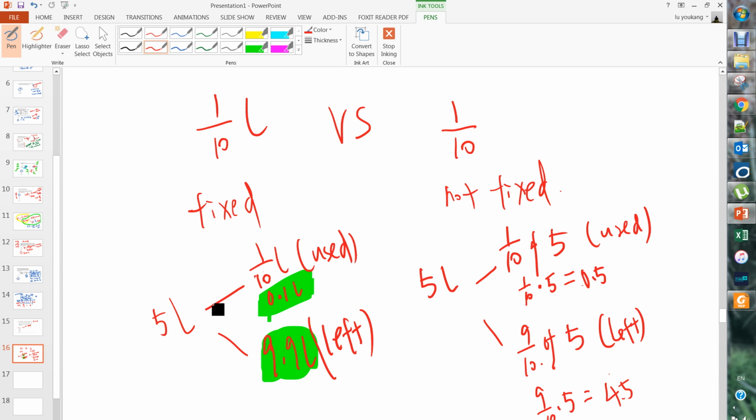But for here, it is 1 over 10 without the liter. So if this is 10, just now your usage is this. Now I change it to 5, your usage is this. Can you see that the usage changes? So that's why I say the difference between these two, besides this having an extra liter, is that the usage here is always fixed. But over here, it depends on this. So that is the difference.